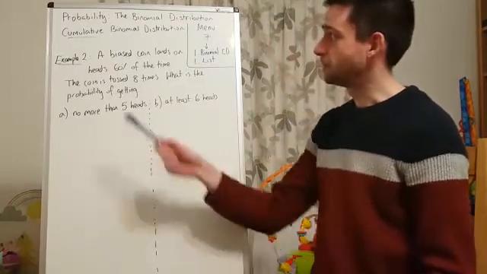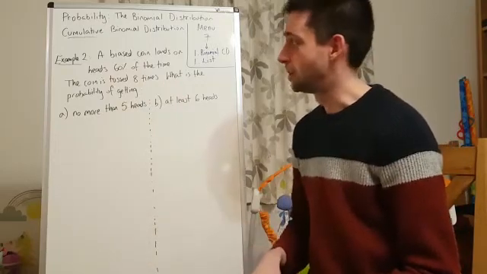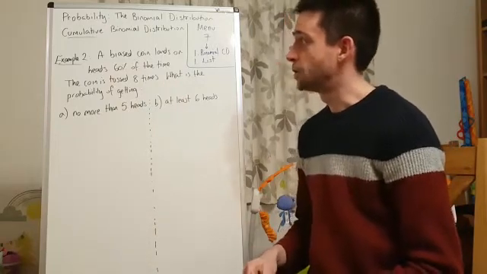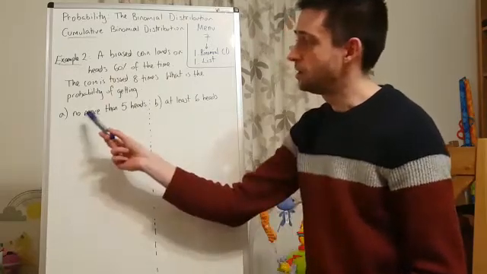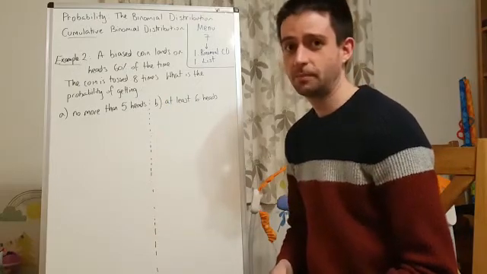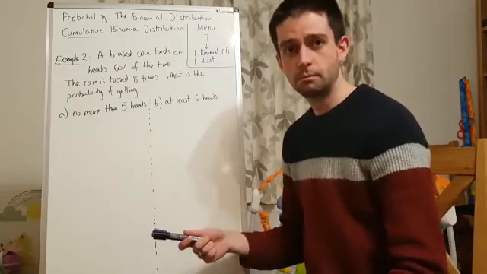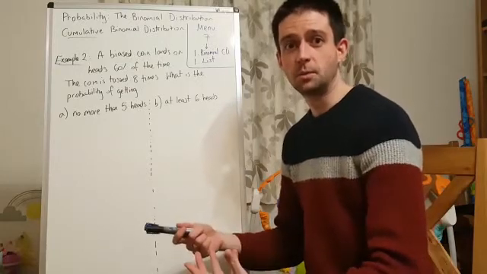So here we have a biased coin which lands on head 60% of the time. The coin is tossed 8 times. What is the probability of getting A, no more than 5 heads, B, at least 6 heads? So pause the video, have a go yourself, and then see if what I do is the same as what you did.